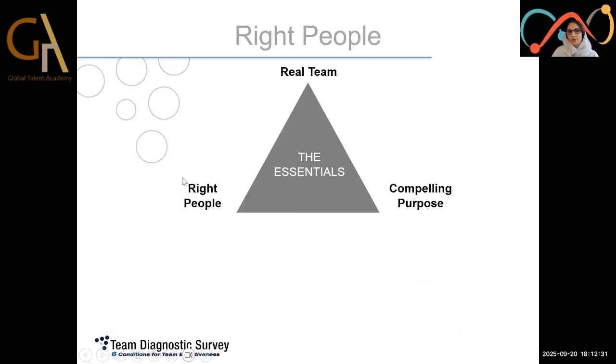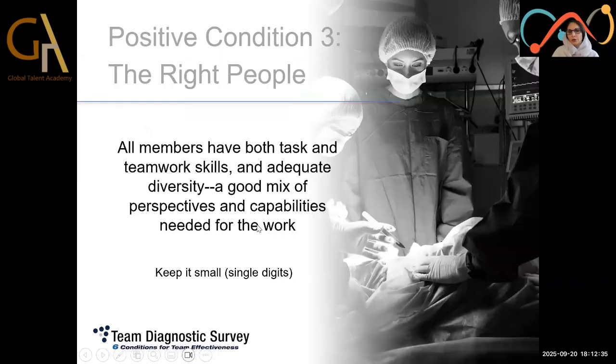And the third condition is having the right people. In order to do that, we need to make sure that the members in the team have skills that allow them to collaborate and have adequate diversity of experiences and skills, a good mix of perspectives and capabilities. And the size of the team needs to be small, single digit. If it exceeds nine people, we run into difficulties because of the connectedness, the interdependency, and the dynamics of the relationships. So when you're hiring a team, you need to fulfill these conditions.